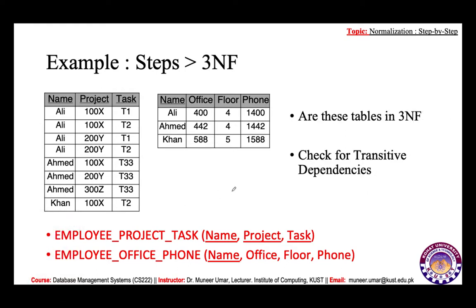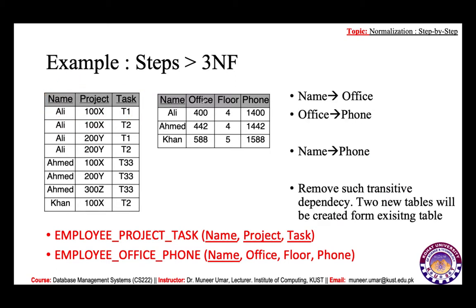Now, third normal form. We must check whether these two tables are in third normal form. For third normal form, we must check the transitive dependencies among the attributes. Now, if we look into the first table, this is a composite, so there is no chance of any transitive dependency. And in case of a second table, we must check whether the attributes have any transitive dependency among them. Now, if we look into this table, the name is determining office, and, sorry, the office is determining the phone.